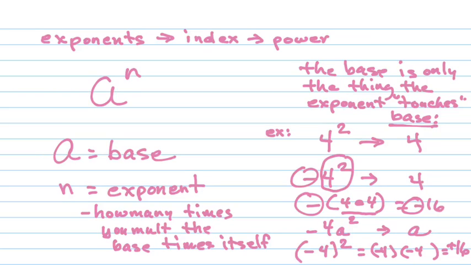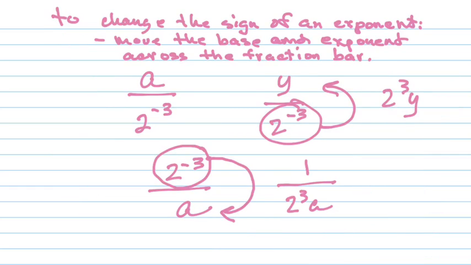So to change the sign of an exponent, simply move the base and the exponent across the fraction bar. So if it's in the bottom, it'll move to the top. If it's in the top, it'll move to the bottom. Okay? Yeah. So like here. Where is it? It's in the top. Okay?